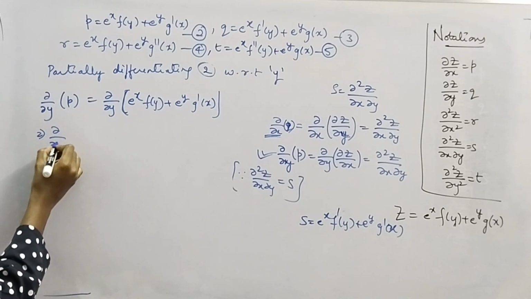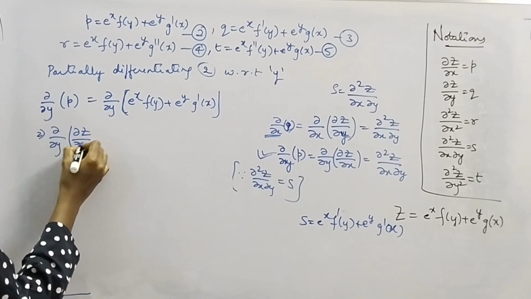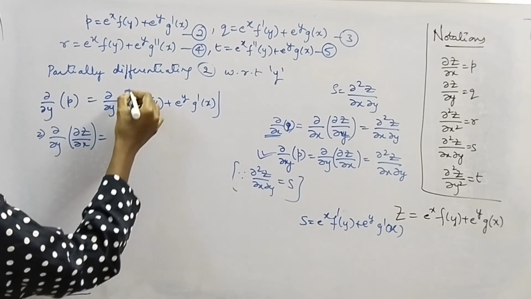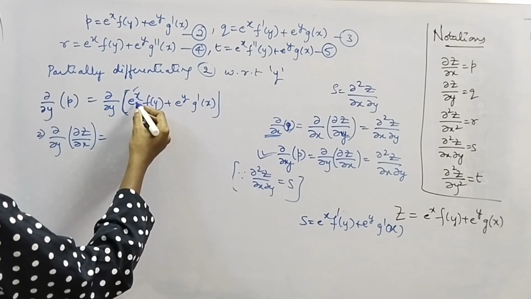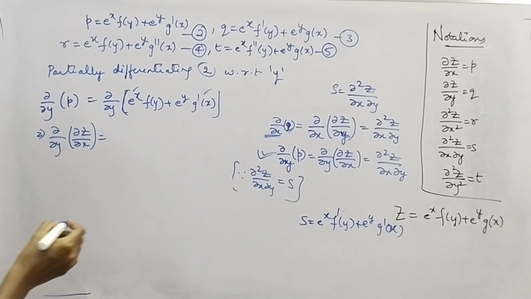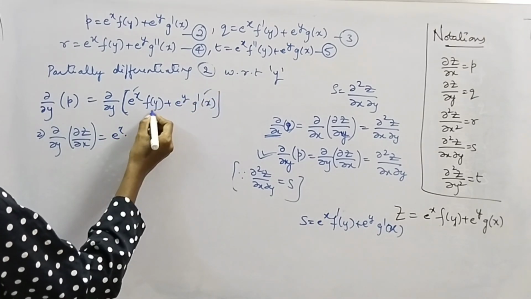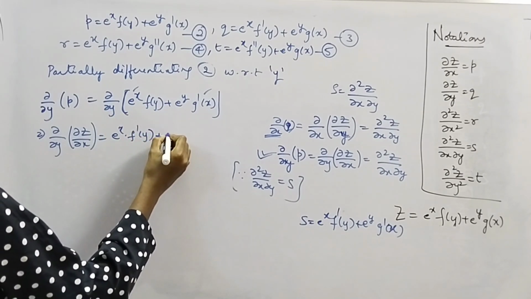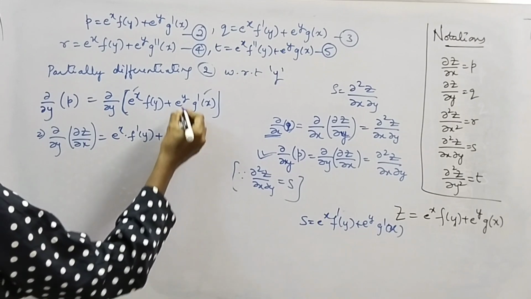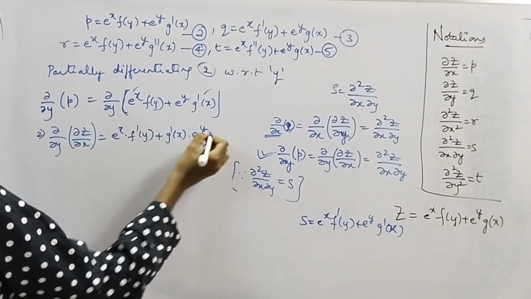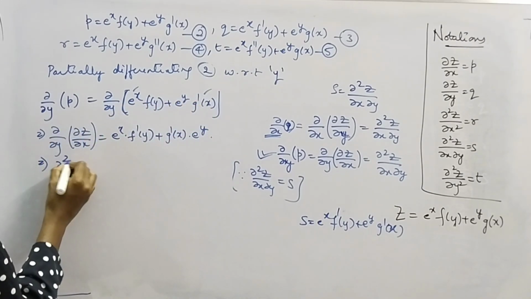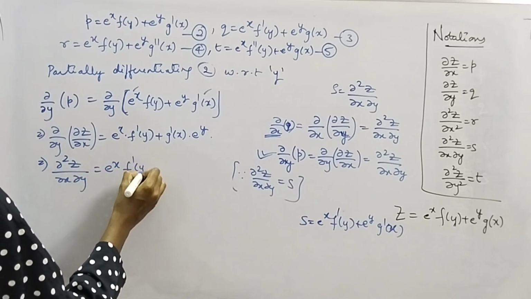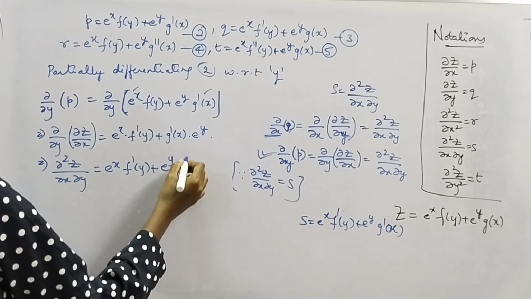We know that p is partial derivative of z with respect to x, and here we are partially differentiating with respect to y, so we'll treat x as constant. Here in the first term e power x is treated as constant, in the second term g dash is treated as constant. We'll get constant into partial derivative of f of y with respect to y is f dash of y, plus constant g dash of x into partial derivative of e power y with respect to y is e power y, right? We can write this as dou square z by dou x dou y equal to e power x into f dash of y plus e power y into g dash of x.